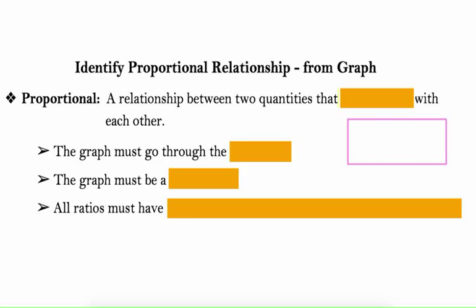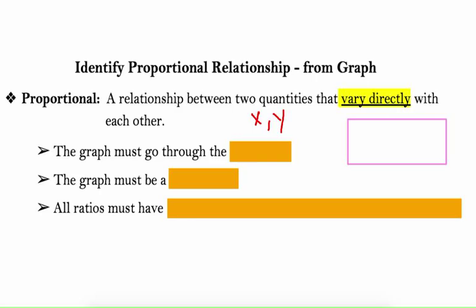So the first vocabulary that we're going to review is proportional. We've already talked about the definition of proportional. It means when you have the same constant of proportionality. Now there's a definition that is the same, but looks a little different for graphs. It says, proportional is a relationship between two quantities, and in our case, we were mostly going to be looking at the quantities x and y. Okay, so a relationship between two quantities that vary directly with each other.